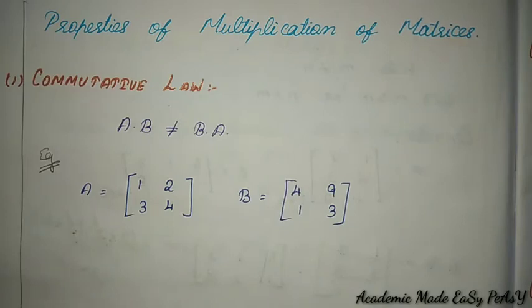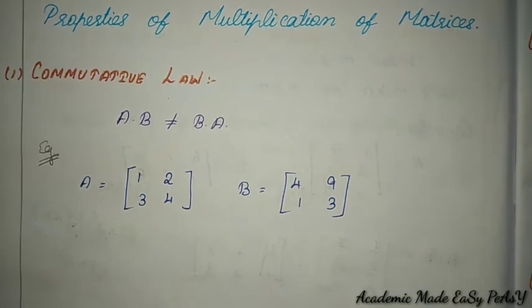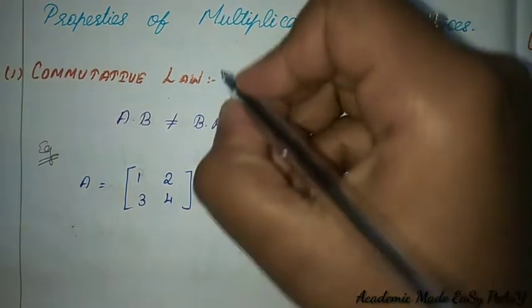We already learned the properties of addition of matrices, isn't it? The same thing, even in multiplication, we will be learning those properties. So first one is commutative law. Multiplication of any two matrices is not commutative. That is, the commutative law doesn't get satisfied for multiplication of two matrices. I'll give you an example so that it will be easy for you to understand, and it is one of the important properties which you may get for 1 mark.